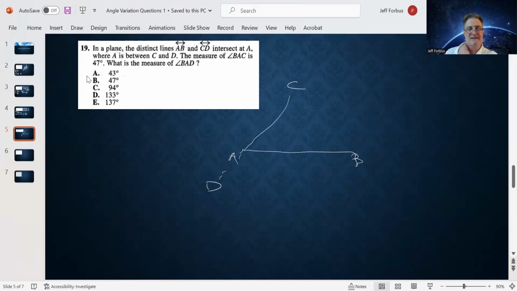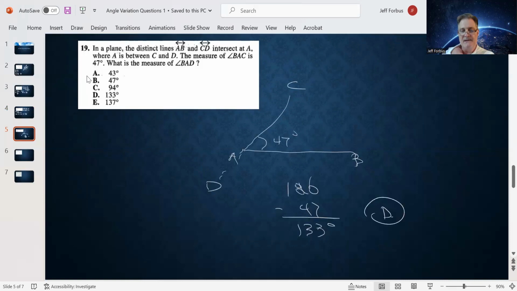Okay. So what is the measure of BAD? All right. BAC is given to be 47. So what is BAD? Well, 180 minus the 47. 180 minus 47 is going to give us 133, right? 133 degrees, which is going to be answer choice D.